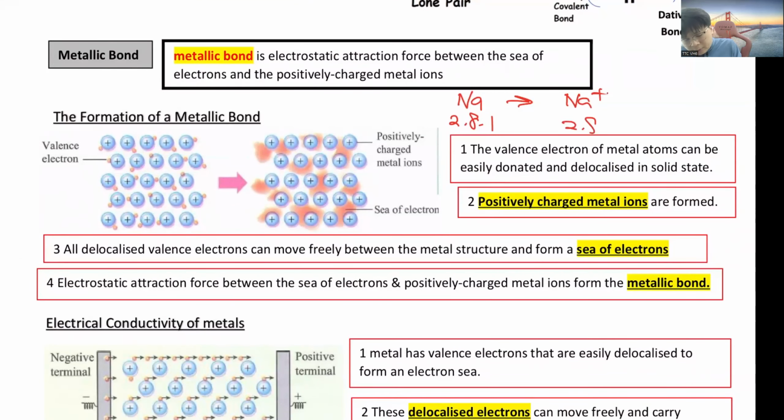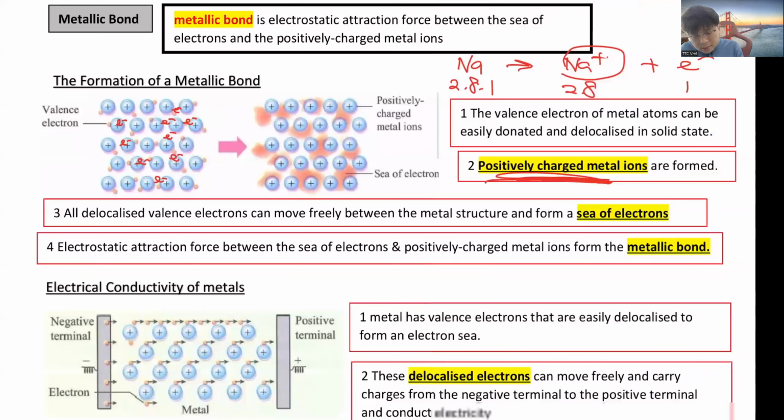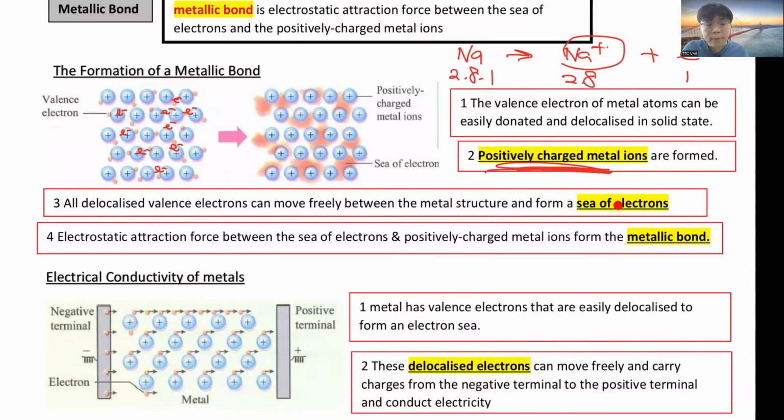So technically, everybody will become a positive charge metal ion, and all the electrons will be donated out and nobody wants them. This is called delocalized electron. All the delocalized valence electrons can move freely. Just imagine everybody doesn't want the electron, so it's like rubbish, everybody throws it away, so the floor is full of rubbish. This electron nobody wants, right? They can move freely, and you can see that they gather together and become a lot. We call it a sea of electrons, like a lot of electrons, like sea water.